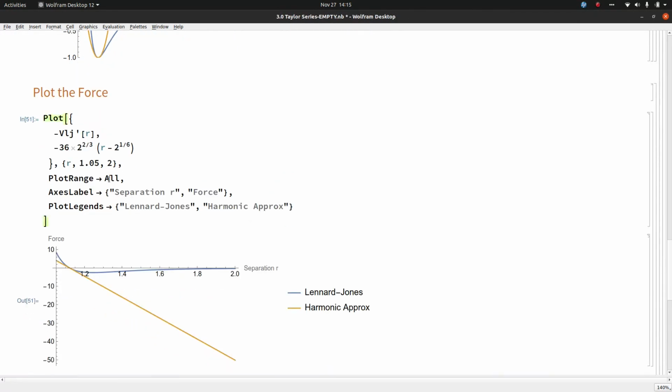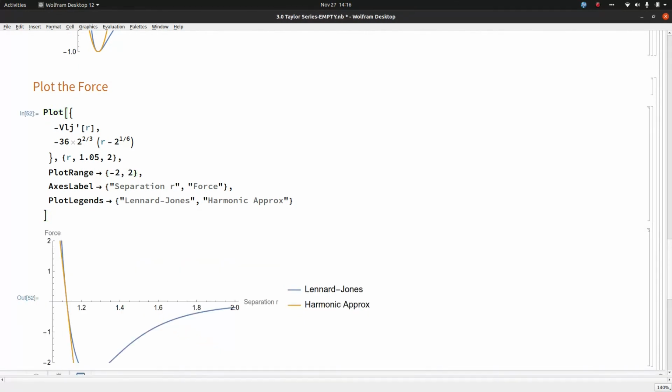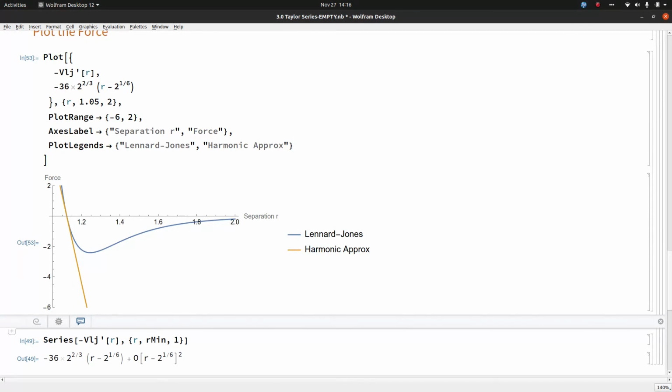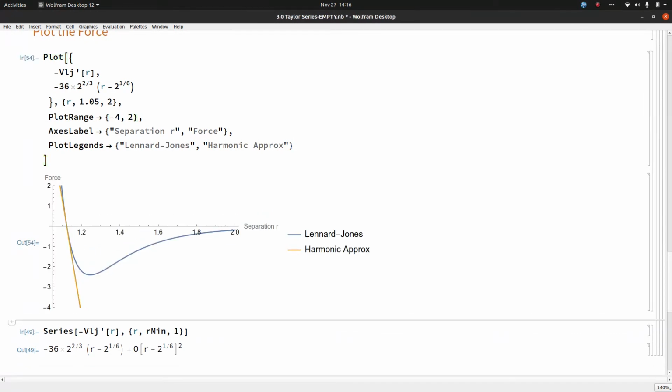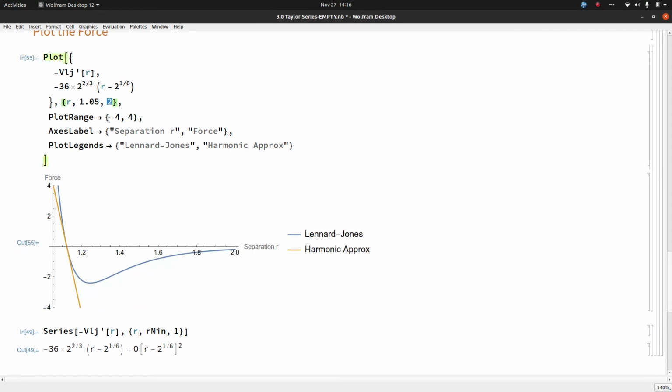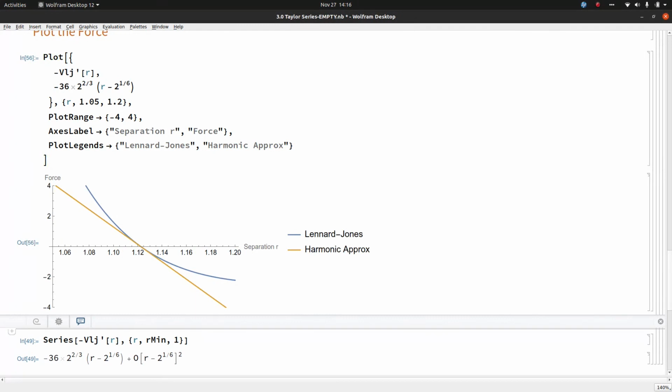And let me actually give this a range, because I do not want to see everything here. I need to make the range a bit bigger and maybe a bit smaller. And let's actually go over a shorter range. There we go. So what you can see is that you've got something that is a Lennard-Jones force.